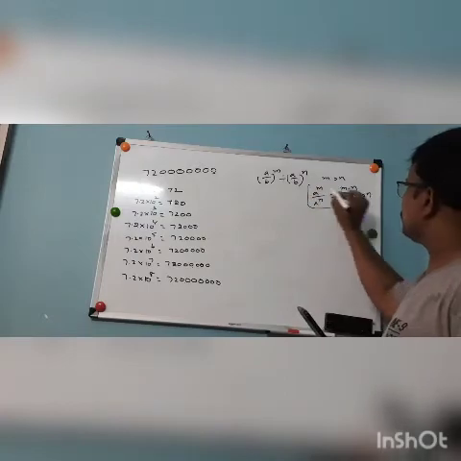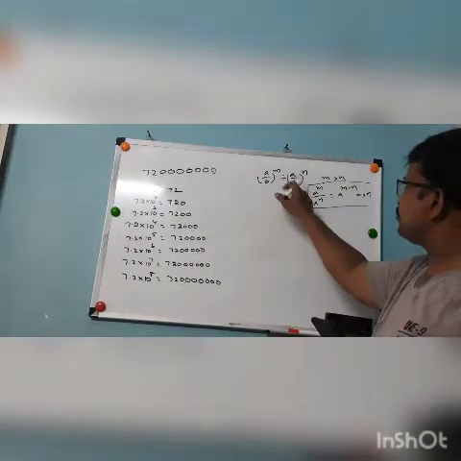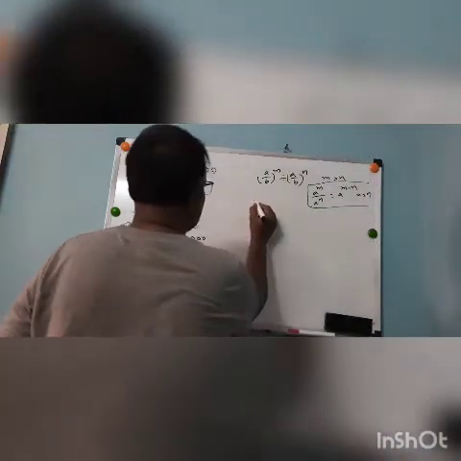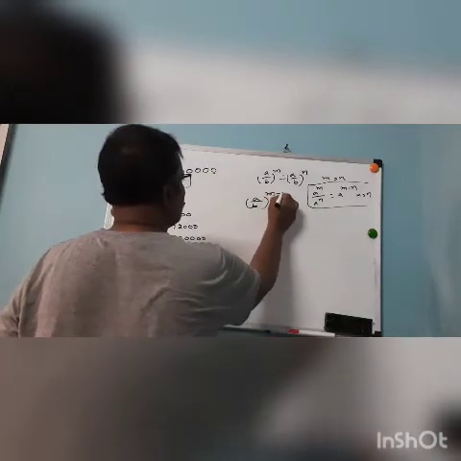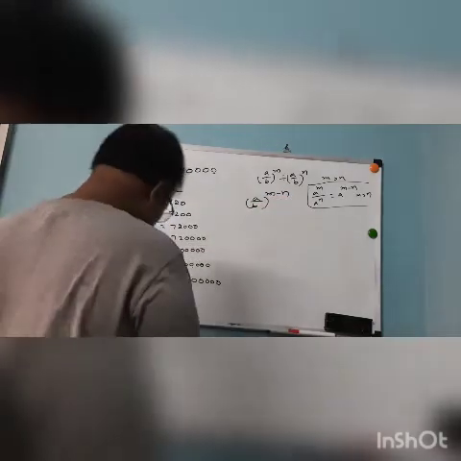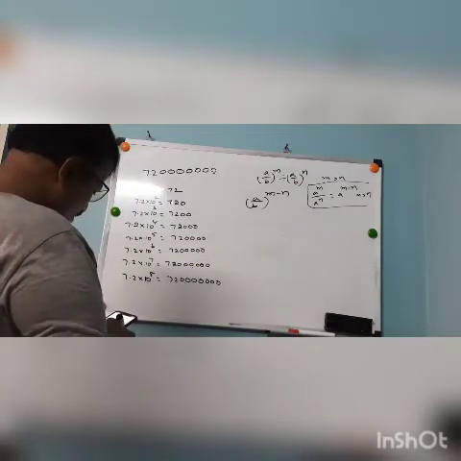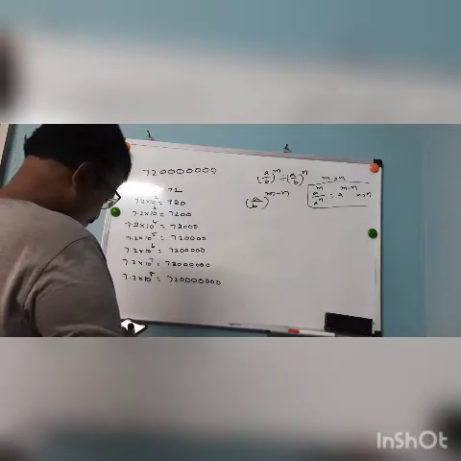We all know about that. So that's why here a is a by b, m is m and n is n. So (a by b) whole power m minus n. So the answer is option 3.